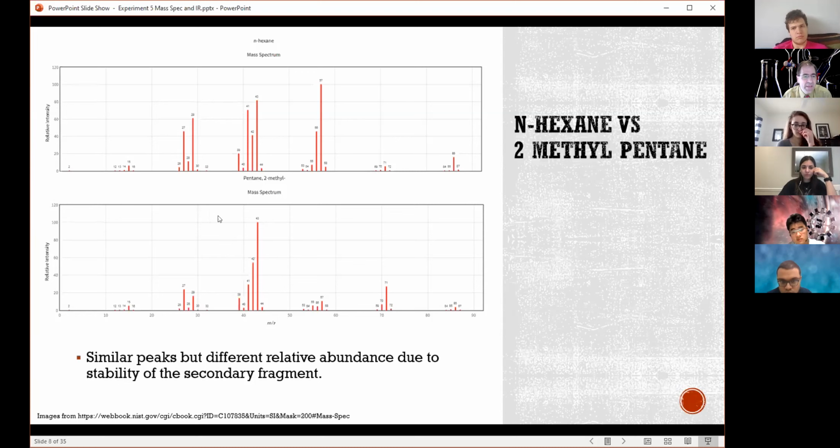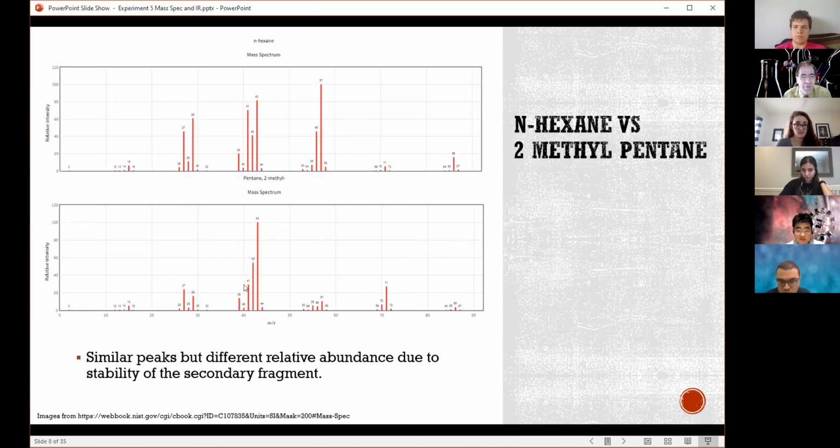And what we can see is the pattern changed. We still get peaks at 86, 71, 57, 43, etc. But this peak at 57, not very common anymore. We don't get the molecule breaking that way. In fact, what happens is that it almost always breaks to give us a 43. And then this 29 down here.